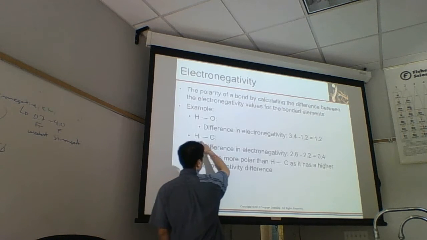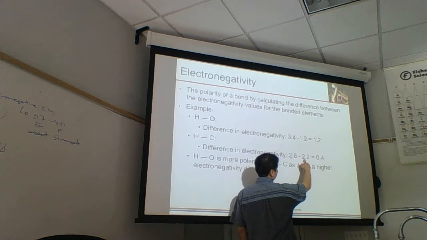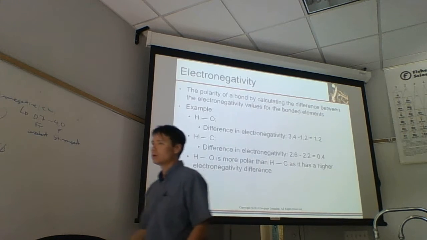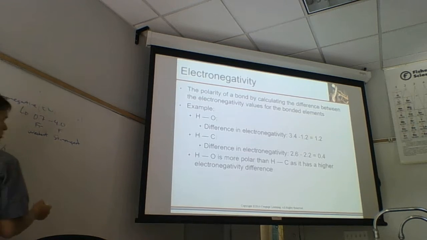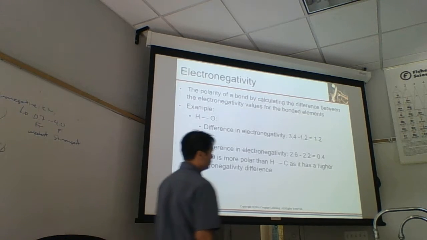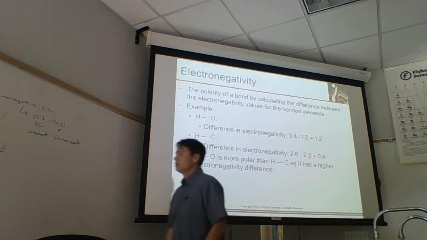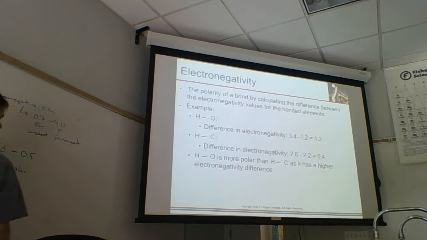Carbon and hydrogen. Carbon is ranked at 2.6, hydrogen's at 2.2. So 2.6, 2.2, they're kind of close. We call it close. And so that results in a difference of 0.4. A difference of 0.4 is minor. And so what we'll see is if the difference in electronegativity is anywhere from 0 to about 0.5, it's pretty much nonpolar. The polarity is so small, we'll call it nonpolar covalent.